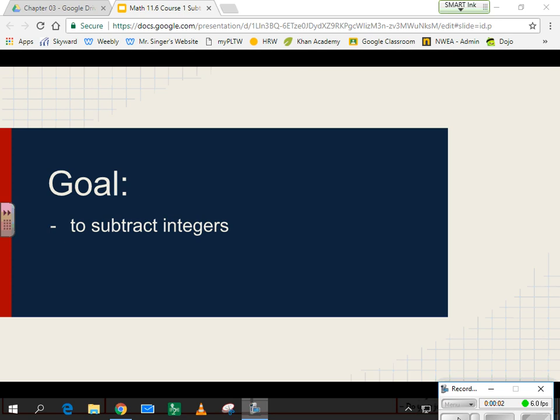All right, today's goal is to subtract integers, opposite or inverse operation, what we learned in the last lesson. Have this down with today's date and page number.